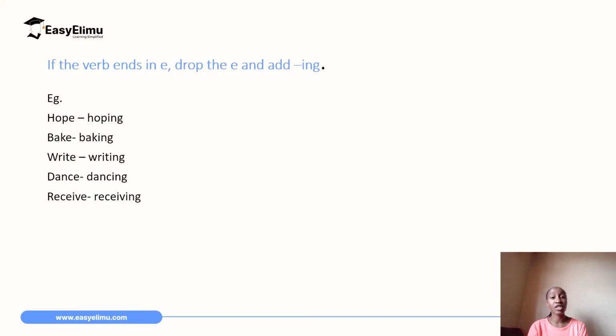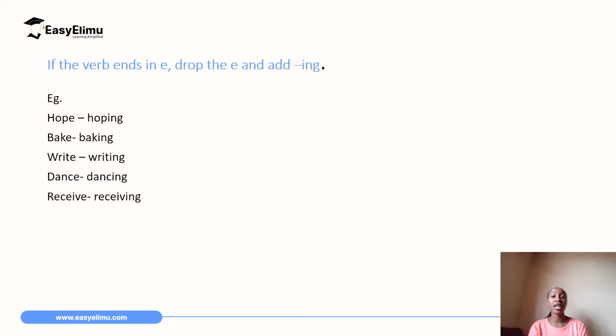The second change that we are supposed to take note of is if the verb ends in an E, we drop the E, then we add ing. For example, write. Write ends in an E, so you drop the E, then you add ing to form writing.